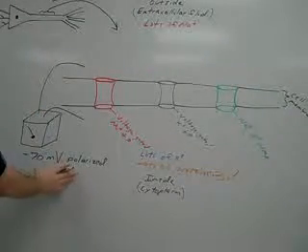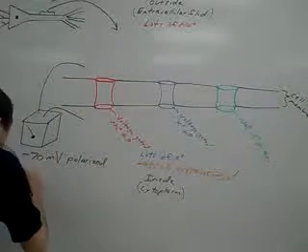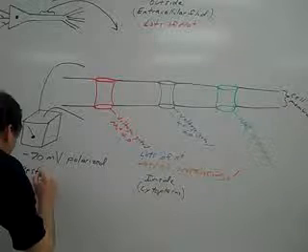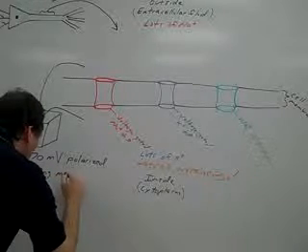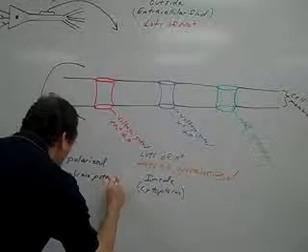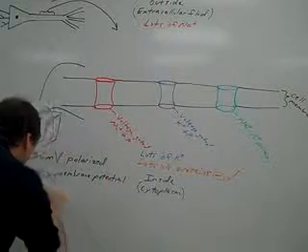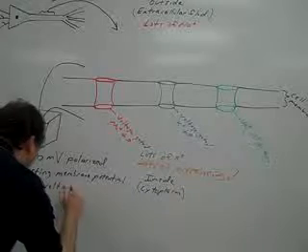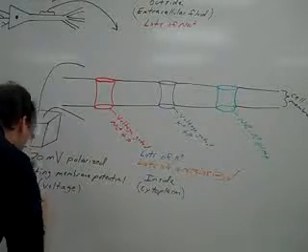And because the cell membrane is at rest here, this is referred to as the resting membrane potential. Or we could call it the voltage. All right.